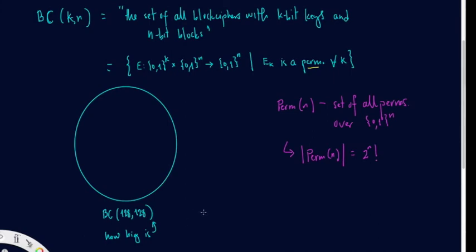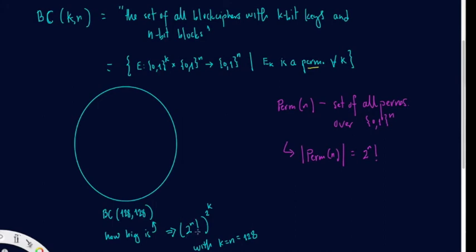Well, I'll just tell you, and then we'll sort it out. The size of this is (2^n)! raised to the 2^k. In particular, this is the general form for BC_{k,n}, with k = n = 128. So the size of the set of all block ciphers with 128-bit keys and 128-bit blocks is (2^128)!